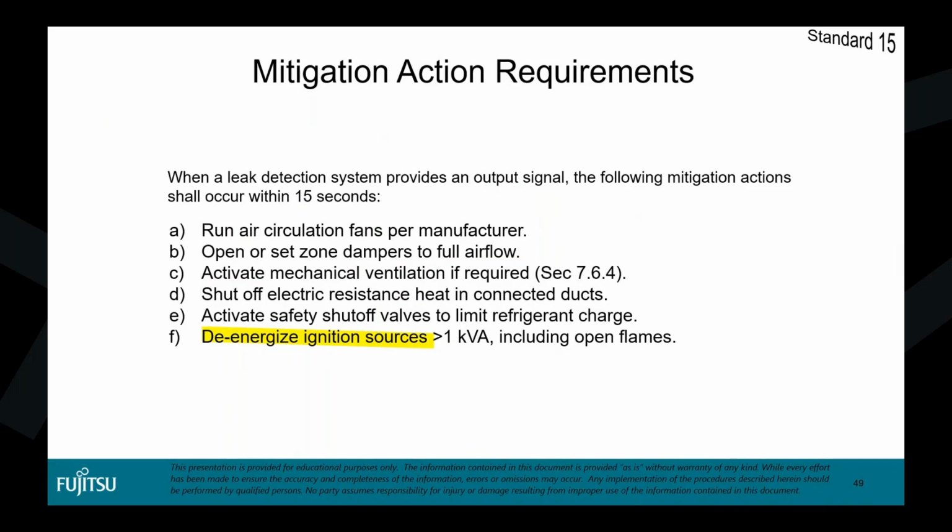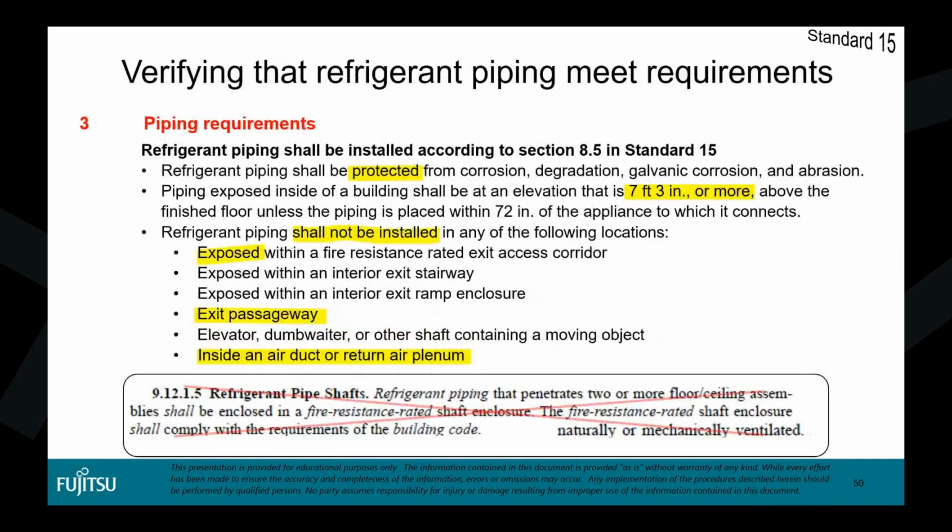So, piping requirements. Let's look at piping requirements. This is similar to standard 15.2. The requirements, the word exposed, passageways, etc., 7 foot 3 inches height. The big difference could be the refrigerant shaft.